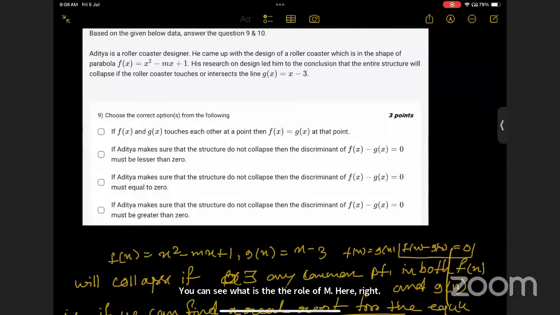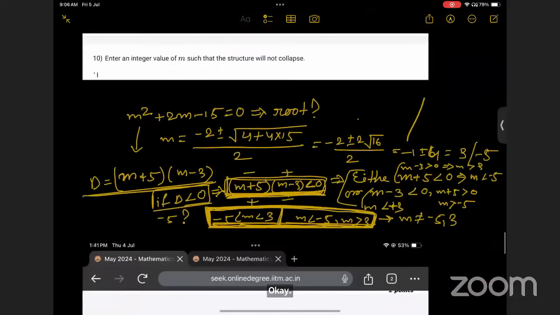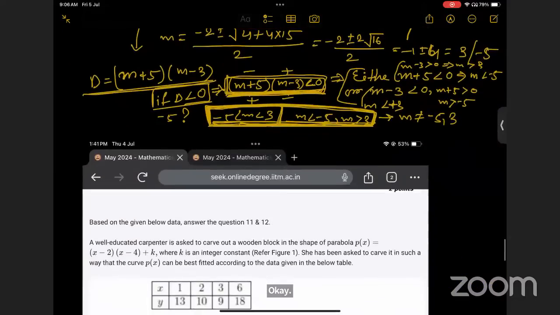Oh, okay. m is not exactly the height of this roller coaster, but using m, you can calculate the height. So there is a role of m. Okay. Yeah. Thank you. Okay, so you can move to the next question now, right?